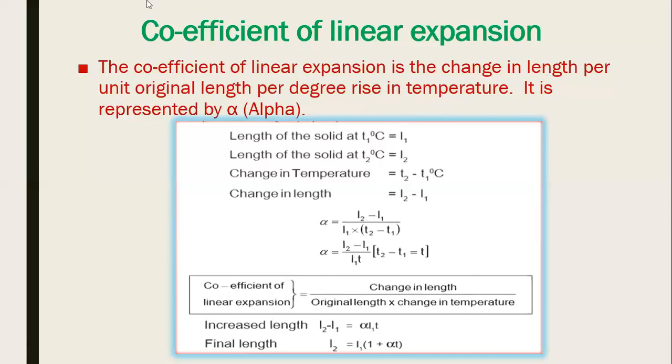When you are solving a question, you may have to find the change in length, the increased length. L2 minus L1 is equal to alpha into L1T. That is an equation coming from this basic equation. For the final length L2, rearranging this equation, L1 goes to the right side and L1 will be common. So L2 is equal to L1 into 1 plus alpha T.